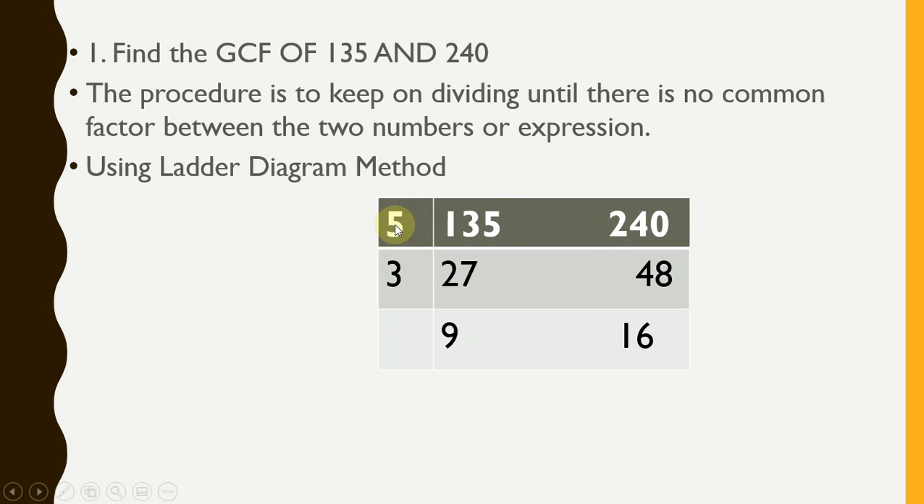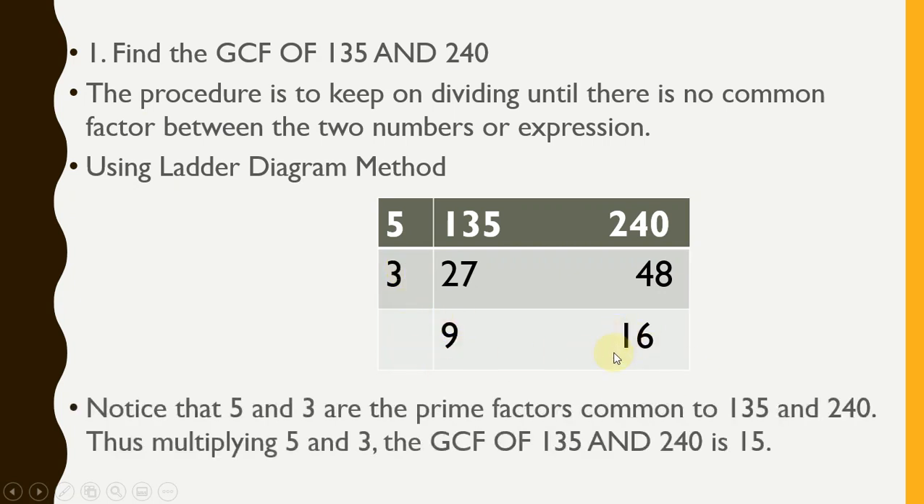By dividing 135 and 240 by 5, we will have 27 and 48. By dividing 27 and 48 by 3, we will have 9 and 16. So therefore, 5 and 3 are prime factors common to 135 and 240. So by multiplying 5 and 3, the GCF of 135 and 240 is equal to 15.